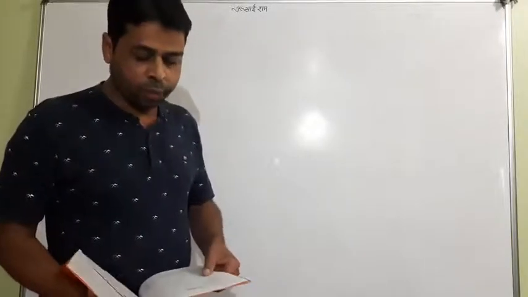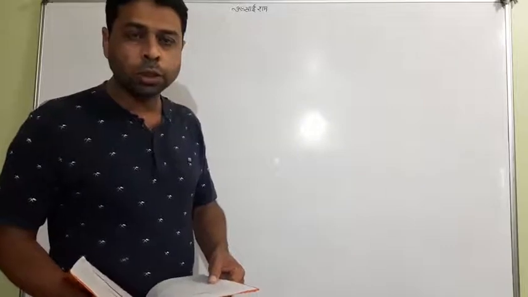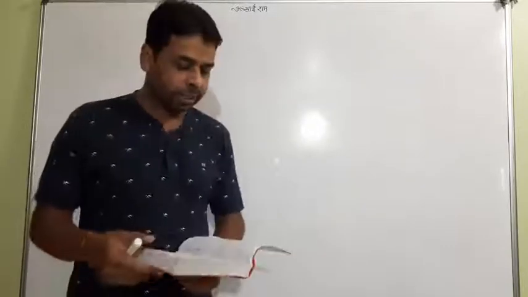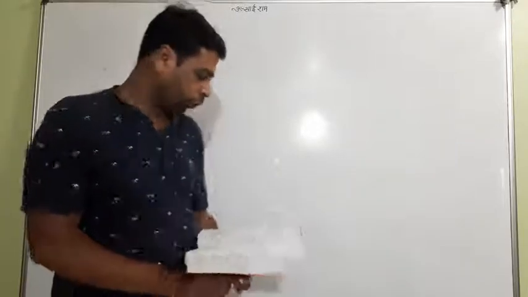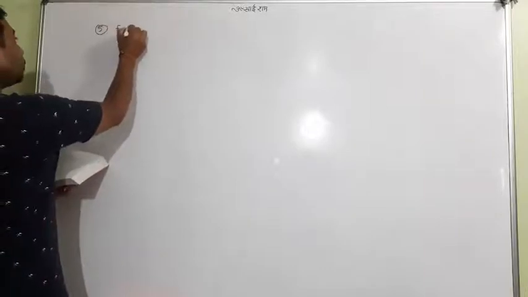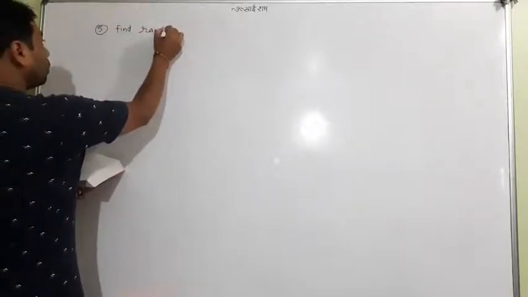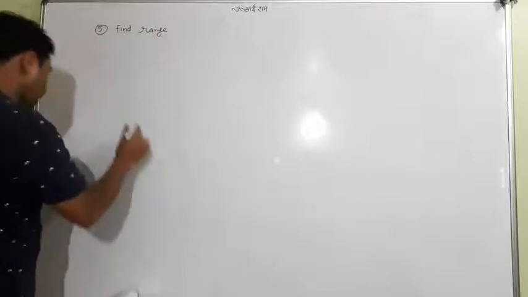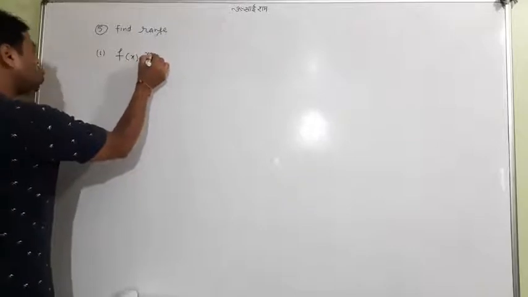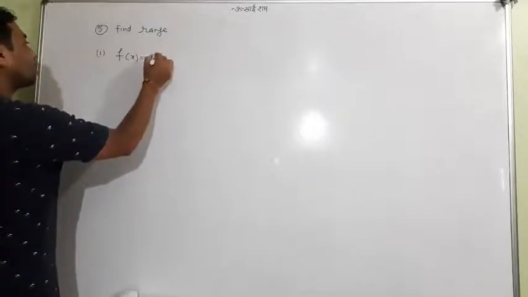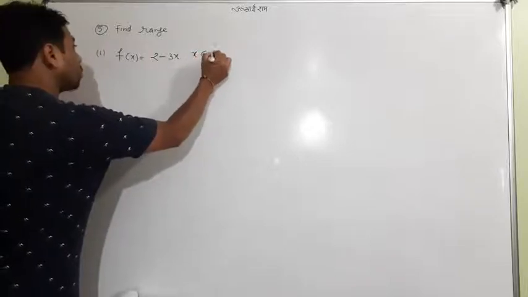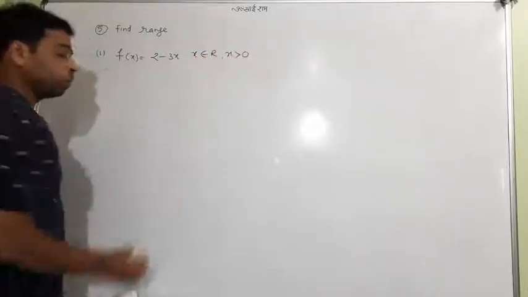Yesterday we did the initial 4 questions of exercise 2.3. Today we will see the last question of the exercise. The question is question number 5. Find the range of the functions. Question first: f of x is equal to 2 minus 3x, where x belongs to R and x is greater than 0.